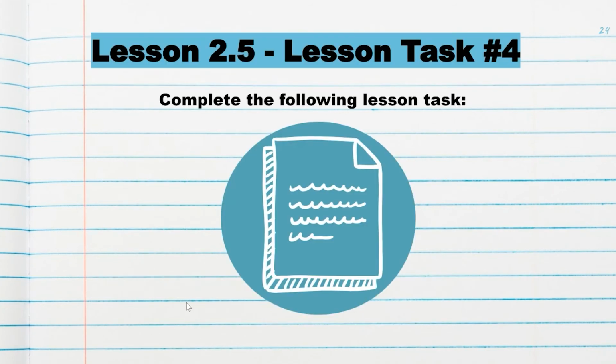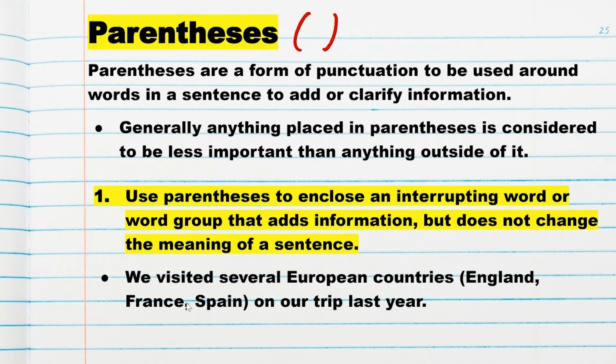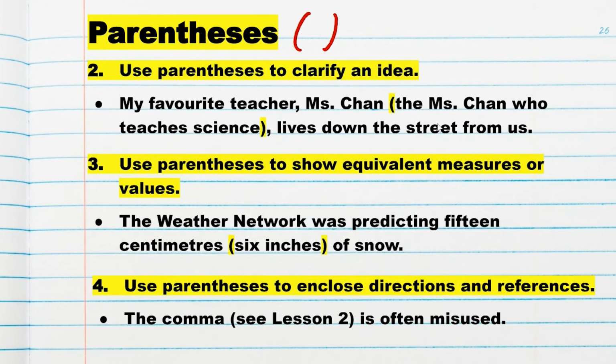For example, again we have a worksheet, and here, one stop: parentheses. Parentheses are used around words in a sentence to clarify information. This one is the parentheses. You can see it. Go next. And here again it asks which one is parentheses, and in the sentence you can see parentheses. For example, this Mrs. Chan who teaches science. This one is parentheses.